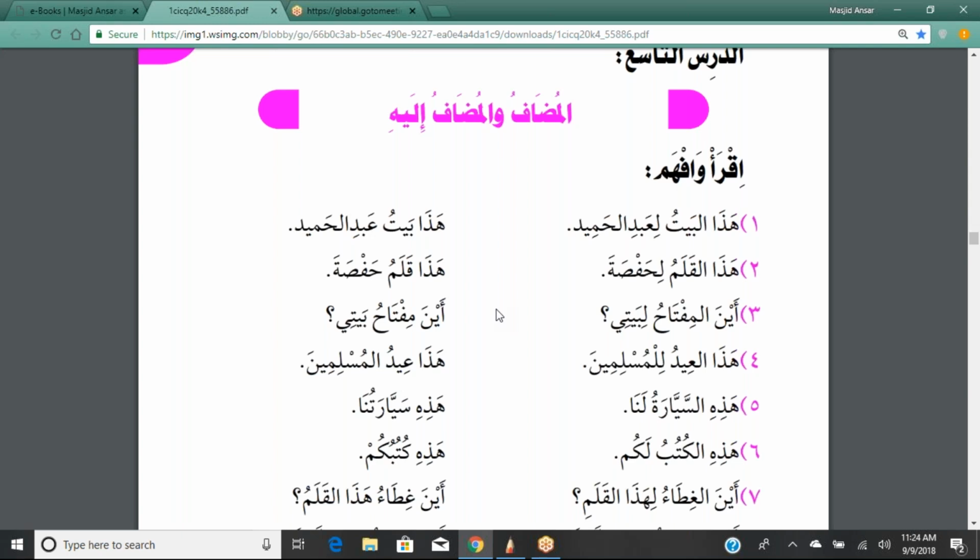Let's look at the first one. هذا البيت لعبد الحميد. This house is for Abdul Hamid. Is that clear, Ya Jihad? That's clear. Look at the next sentence. هذا بيت عبد الحميد. Bayt is mudaf. Abdul Hamid is mudaf ilayh. This is the quicker way of saying it. But if I want to be specific, I'll say هذا البيت لعبد الحميد. I want to make it clear.